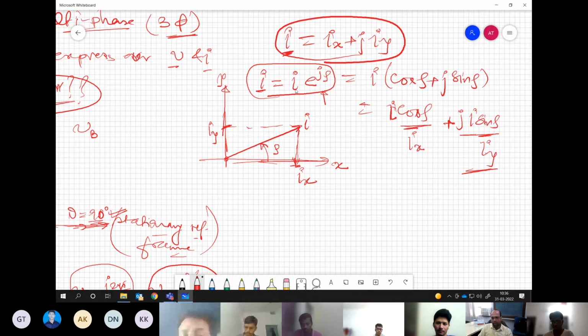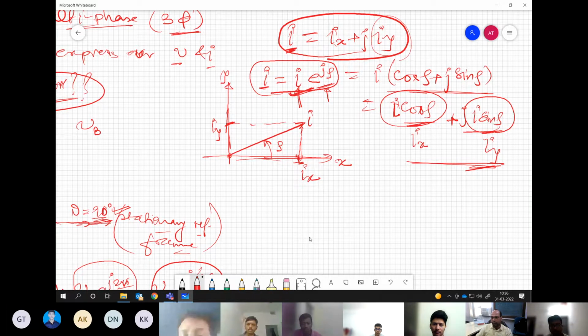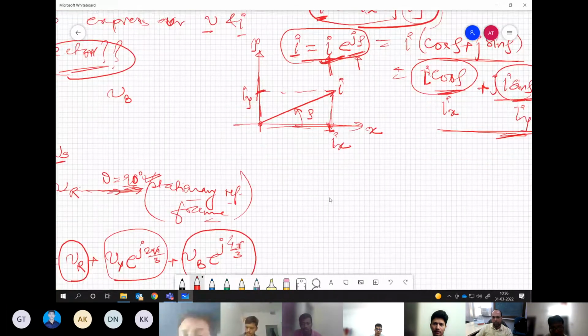So don't miss this part. If I am writing any quantity like this, this is the unit vector which is giving its position, and this is the quantity which is giving its magnitude, and it is expanded in this manner, and then it can be written in this form as the components. So Ix is nothing but I cos rho, Iy is nothing but I sin rho. Fine. We will be jumping between several reference frames. That's why it must be clear to all of you.